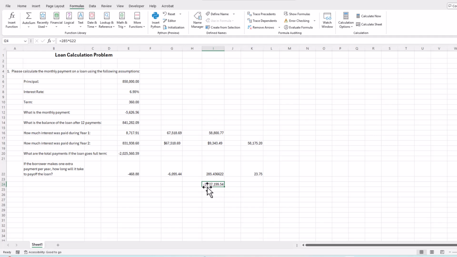I will have paid $1,737,000 to pay off a $850,000 loan, which is a lot less than $2,025,000. So I saved $50,000 in interest by making one extra payment. All right, and my loan is paid off after 23 years. Time for a vacation. Okay, that's what I wanted to cover here for you.